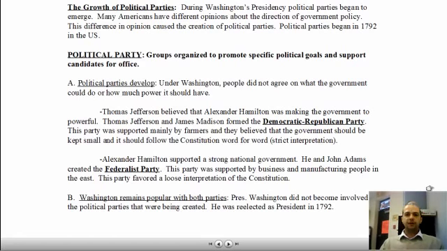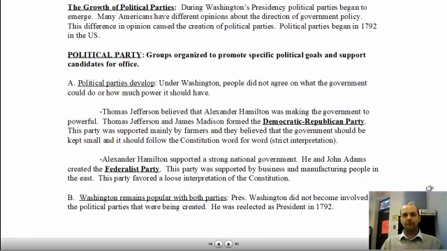Political parties under Washington developed because people did not agree on what the government could do or how much power it should have. Remember, this was a brand new constitution, and people didn't know exactly how to interpret every little line. It would take years and years and centuries even to figure that out. And even today, we haven't figured that out. So the two sides were basically between Thomas Jefferson and Alexander Hamilton.